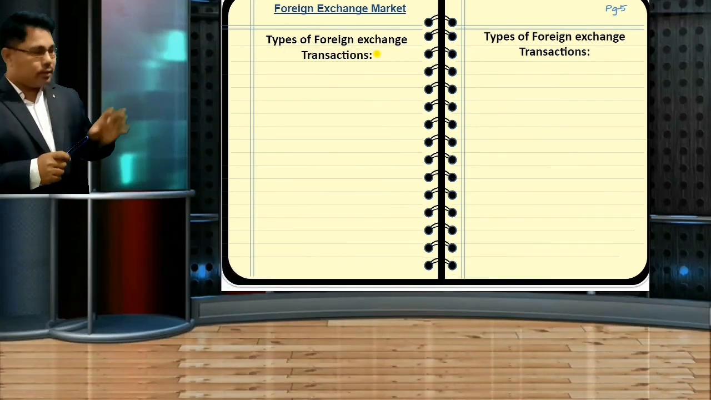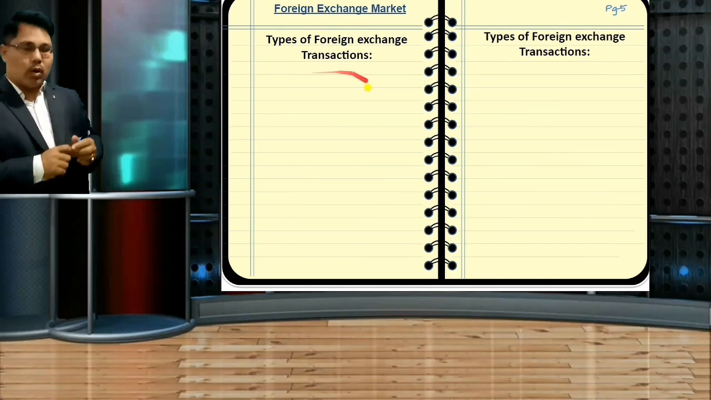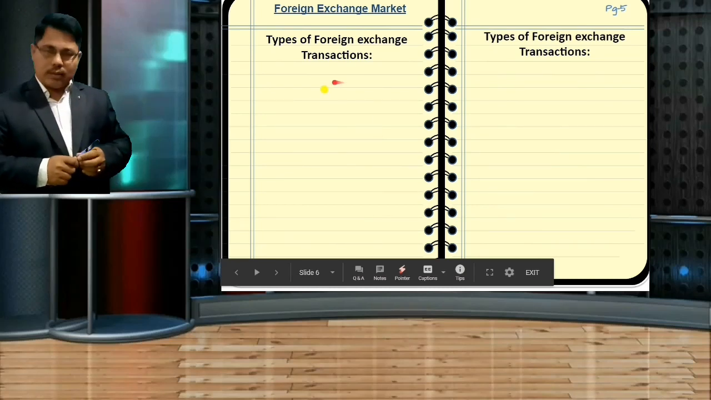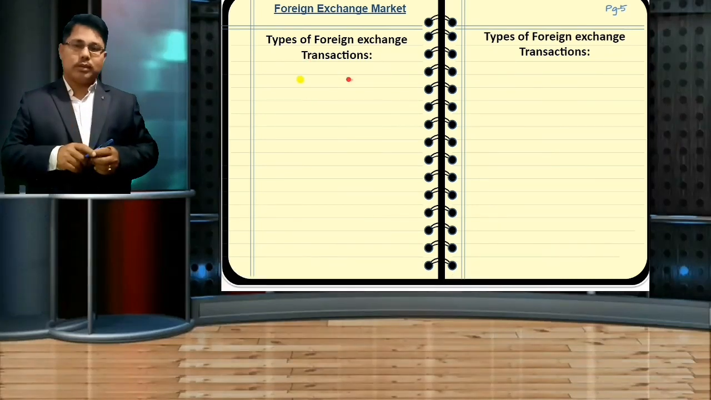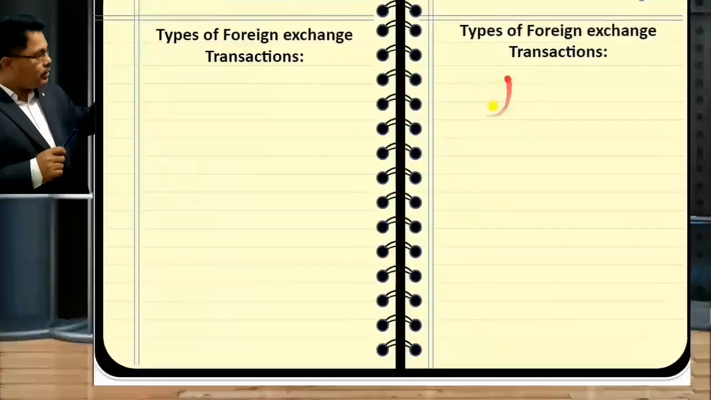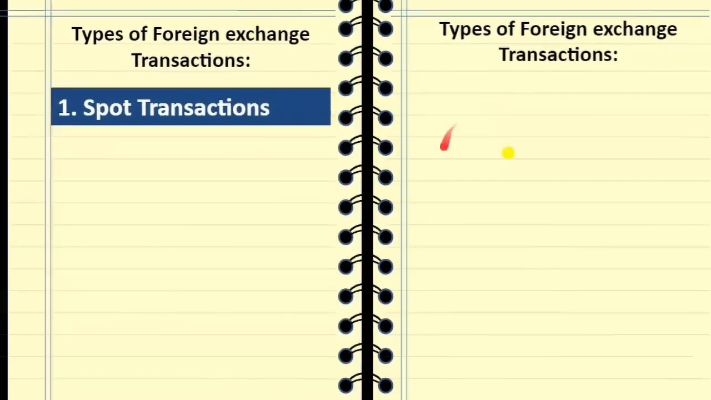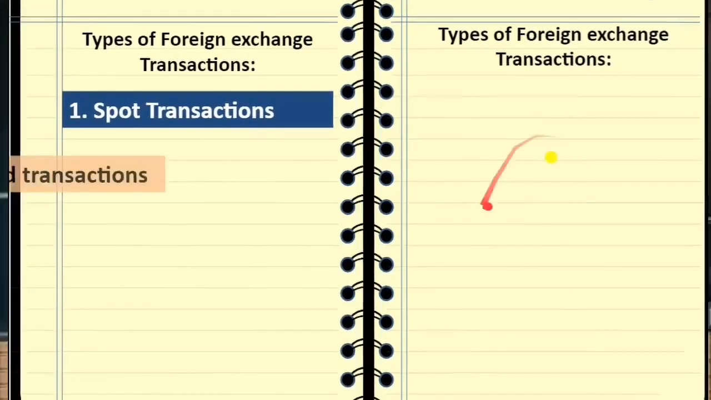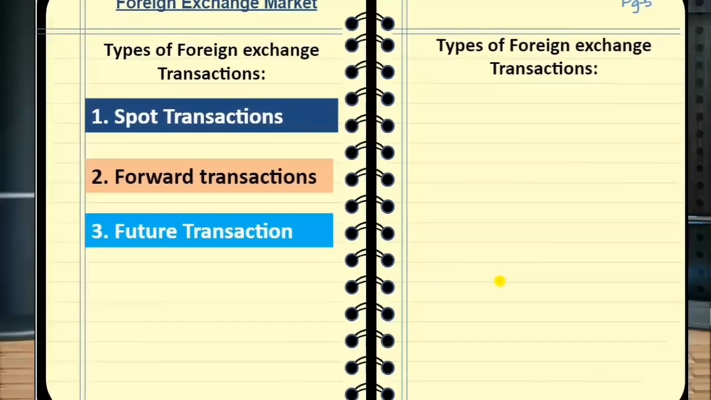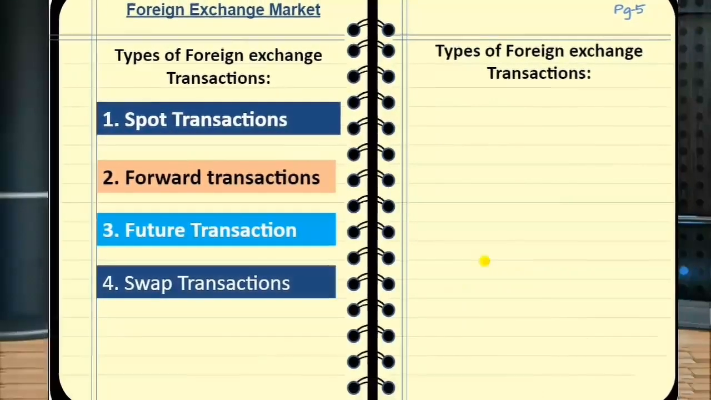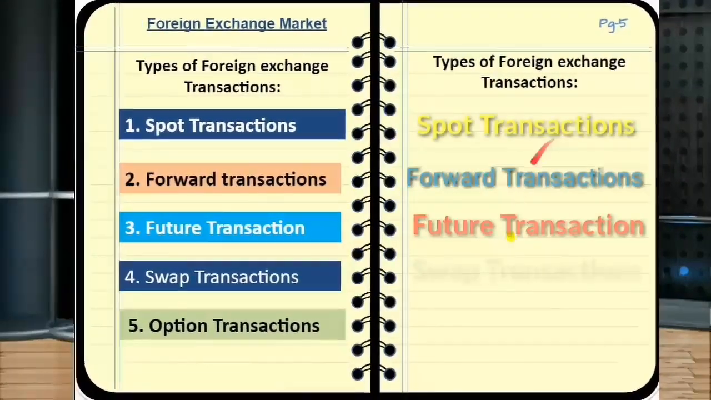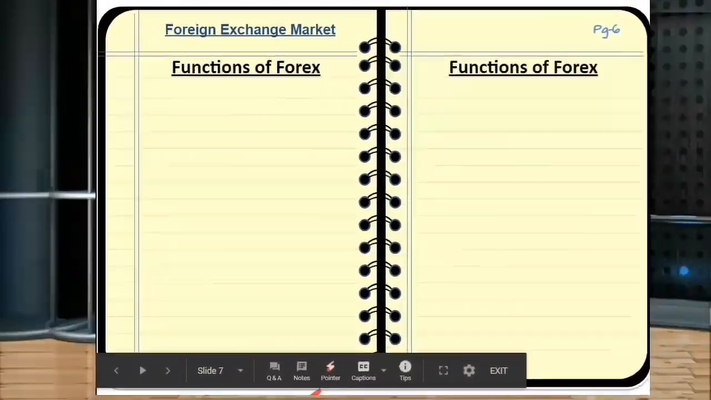Now here we are very eager to know the different types of foreign exchange transactions. Basically, for operational purposes, most of the foreign exchange transactions can be differentiated into five main types. Number one, spot transactions. Number two, forward transactions and future transactions. And number four, swap transactions. And the last one is the option transactions.